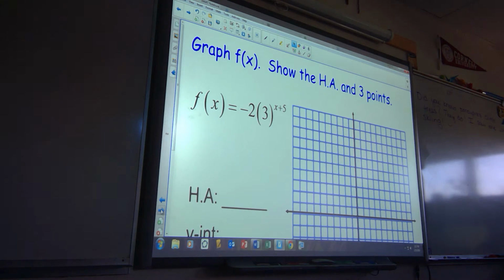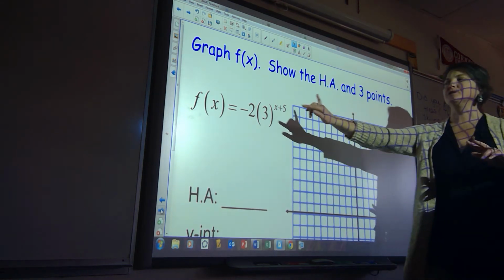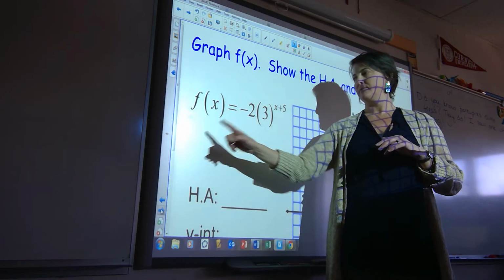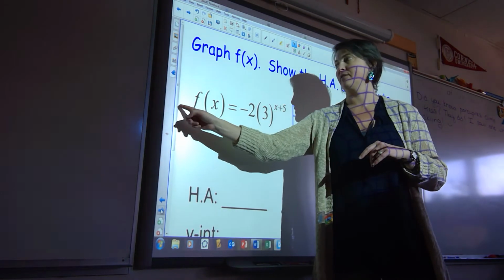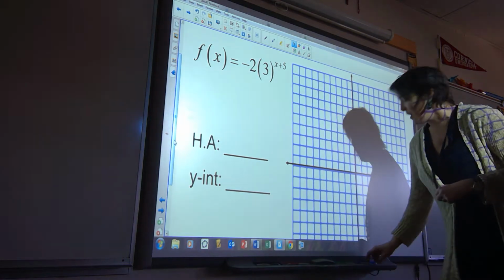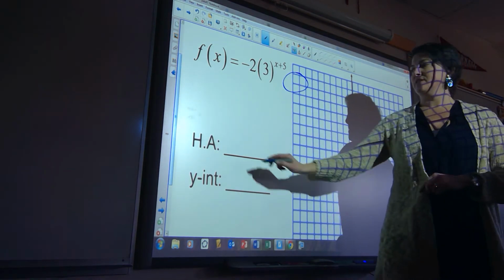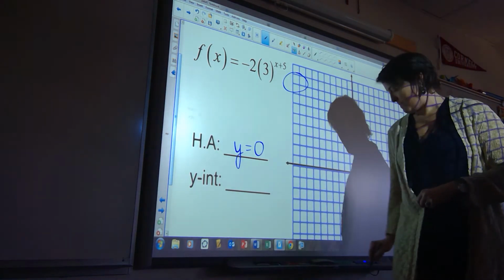Okay, so this one has quite a bit more going on. So I'm going to do that t-table approach again so that you can kind of see what to do, especially when there's a stretch and a flip and a right or left movement. All right, horizontal asymptote. I still don't have anything added, so it's still at 0.